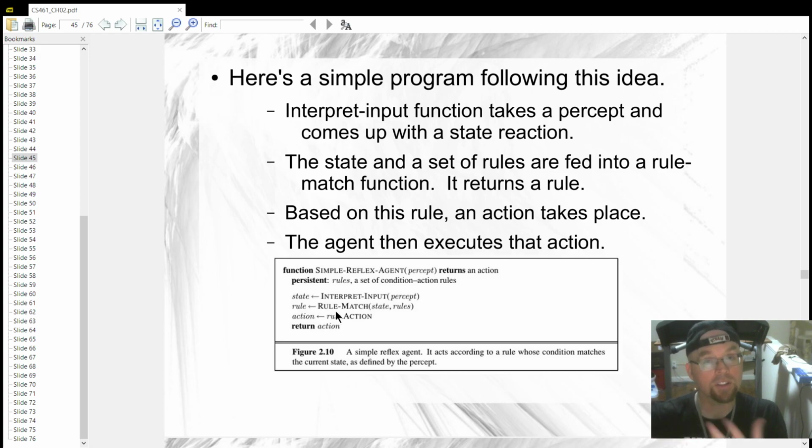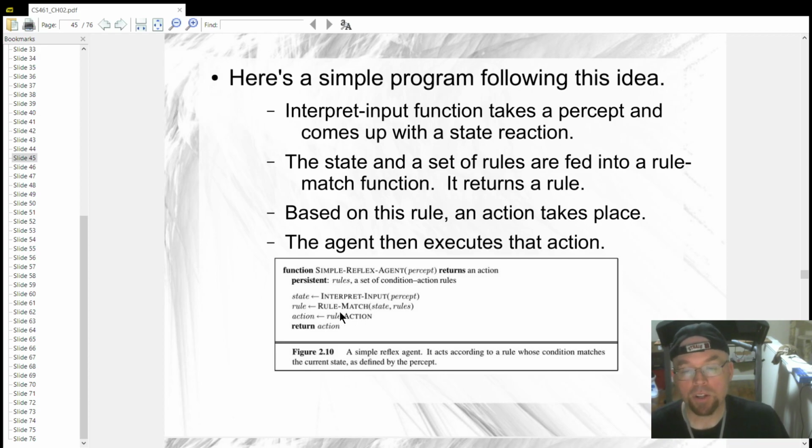Okay, and then you have another subcomponent, and we're just modularizing in this generalization. We have another component, a rule match function, which takes the state that we had just identified by using the interpret input subsystem, subprogram, function, and then takes that persistent rule set and says, identify for me which rule I need to work with, or what rule is applicable to this particular situation. So we've identified the rule, given a state and the set of rules that are available to this agent.